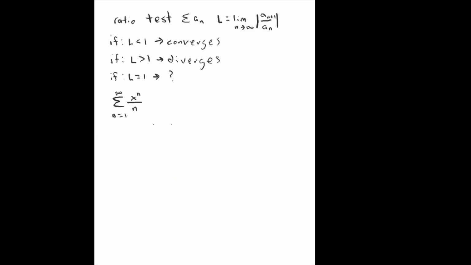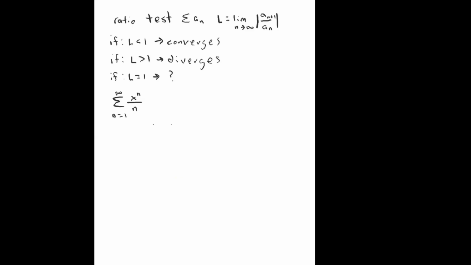For the ratio test, you find your L, which is equal to the limit as n approaches infinity of the absolute value of a(n plus 1) over a(n). If L is less than 1, the series converges. If L is greater than 1, it diverges. And if L equals 1, it's inconclusive.